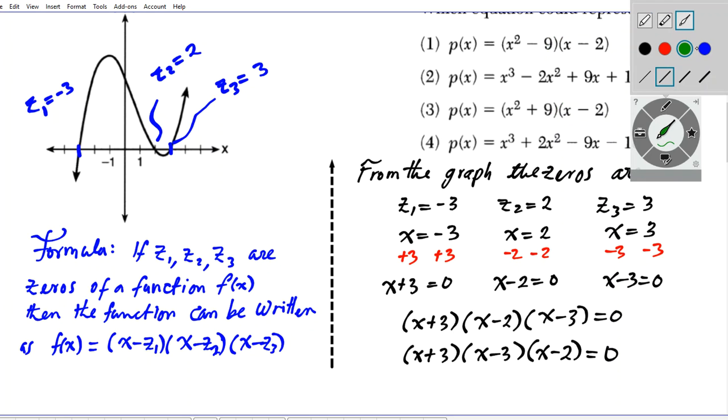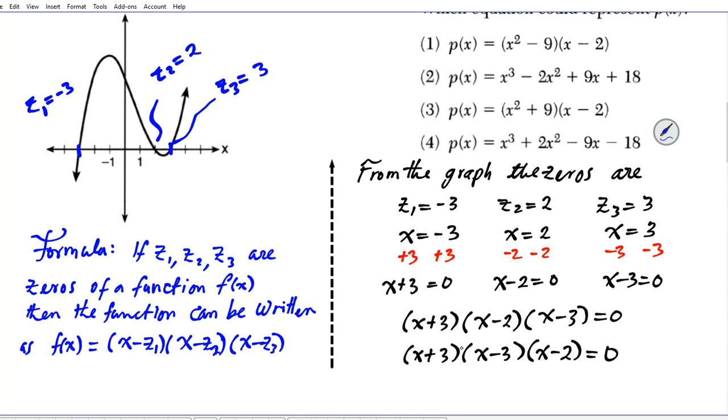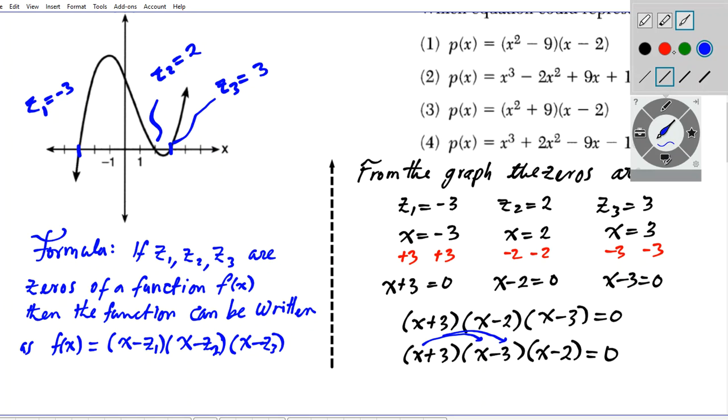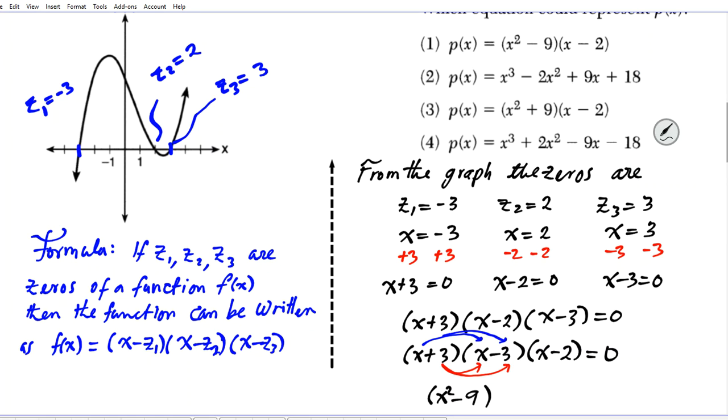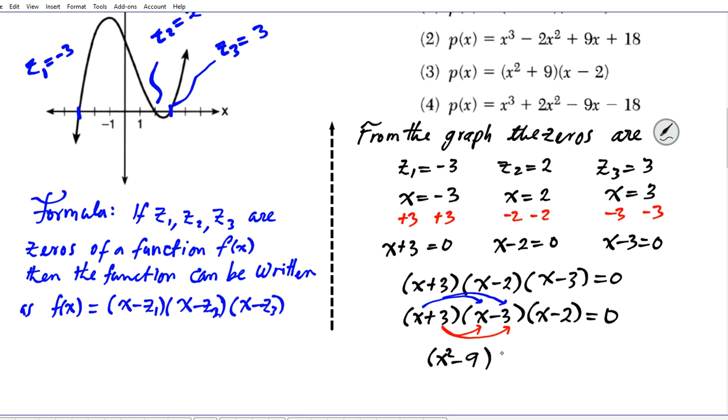Okay, so what happens when we multiply x plus 3 and x minus 3? Well, this is a difference of squares. So when you expand this, x times x, x times negative 3, and then positive 3 times x and positive 3 times negative 3, you will end up with x squared minus 9, because the positive 3x and the negative 3x in the center, when you FOIL it out, both cancel out since they're opposites. Okay? So we have x squared minus 9 times x minus 2 equals 0.